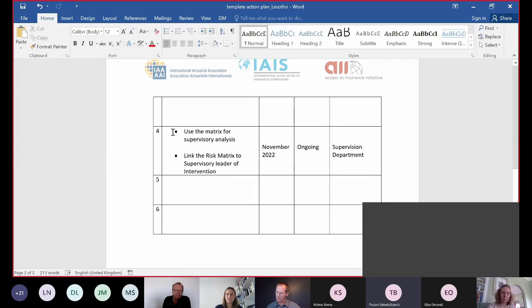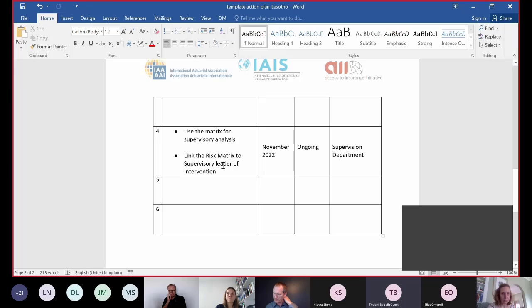And then the last part of the action plan is to eventually use the metrics for supervisory analysis and to also link the metrics to the supervisory letter of intervention. And this will probably start November, ongoing. And this is perhaps the end of the project. Thank you.